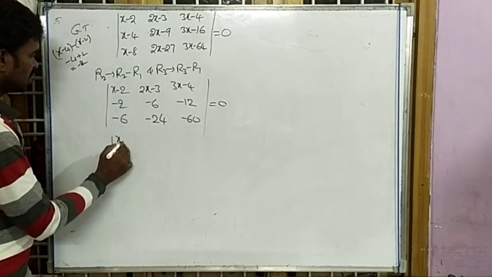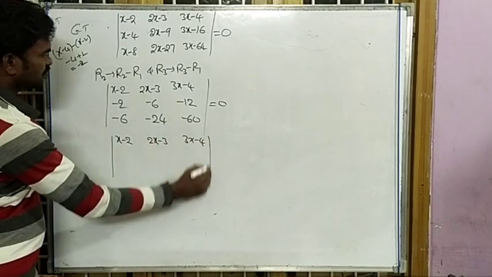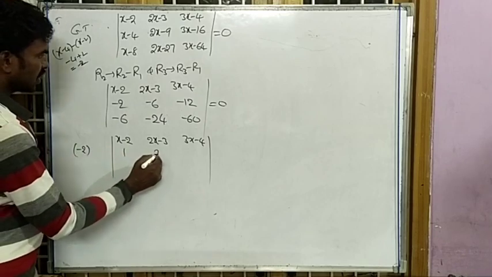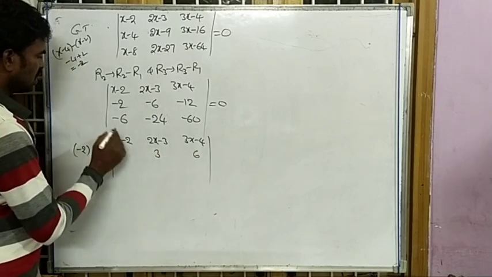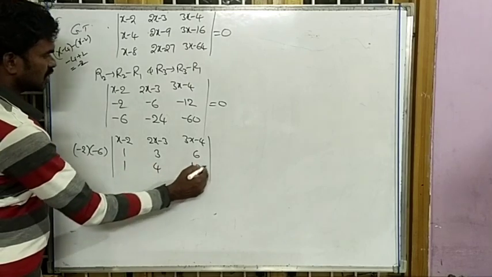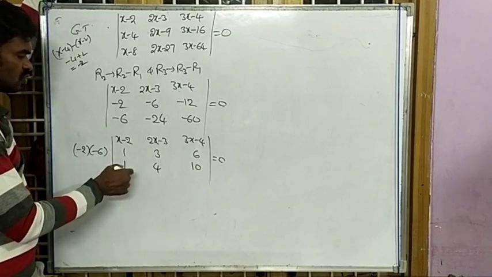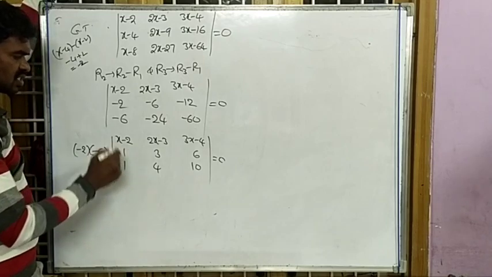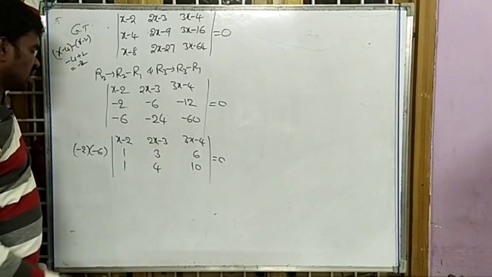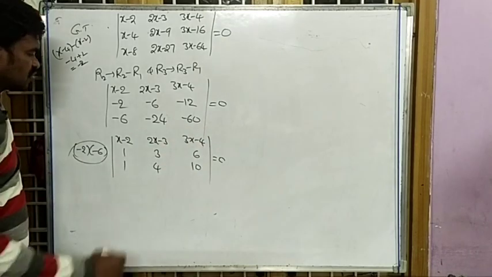So we get x minus 2, 2x minus 3, 3x minus 4. Here minus 2 taken common, we get 1, 3, 6. Here minus 6 common, 1, 4, 10 is equal to 0. Again you can convert this one to 0 by R3 minus R2. Otherwise find the determinant from here onwards, directly you will get the answer. Minus 2 into minus 6 is plus 12. Plus 12 if you send to the right side becomes 0.